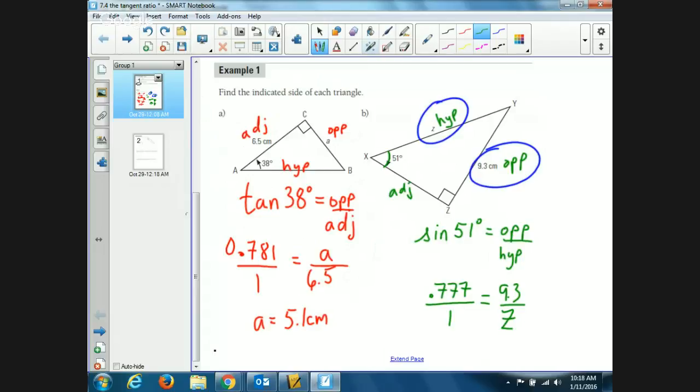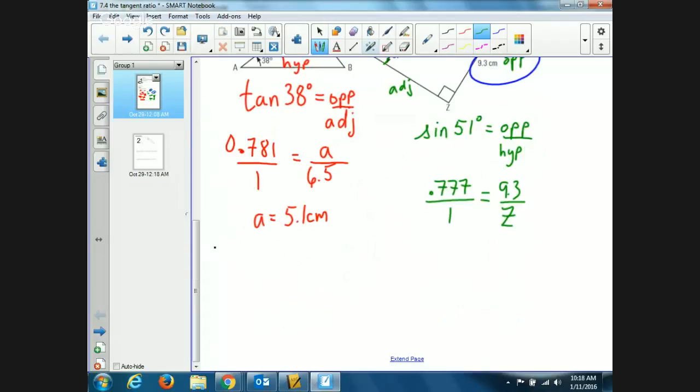Cross multiply 9.3 times 1. Divide by the lower, divide by 0.77. I'll give you guys a second to try that. You should have 11.969. Now, since the first given information was like 9.3, let's round 11.969.